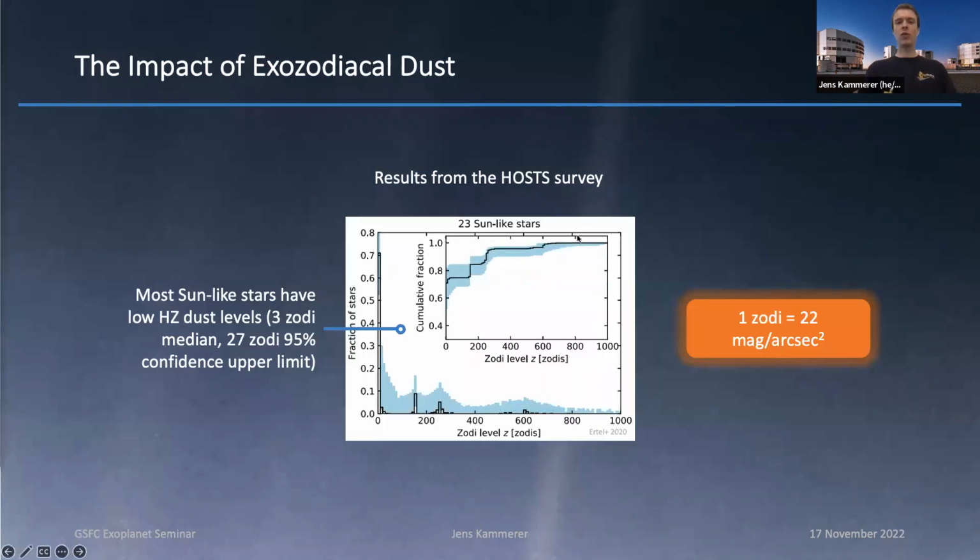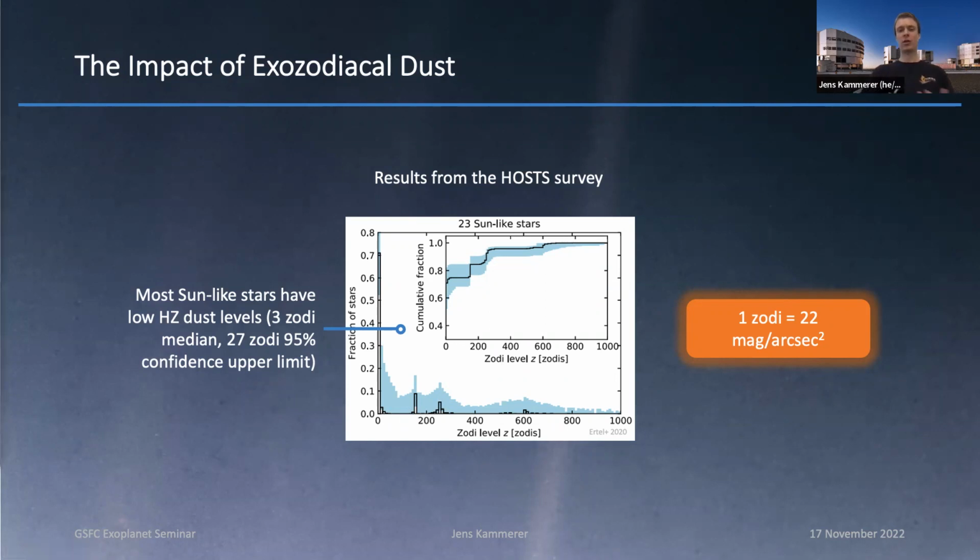There's been a survey called the HOSTS survey, which was also supported by NASA, and which probed some of the nearby sun-like stars for the amount of exozodiacal dust, to get a consensus of how much dust we would find on average around these sun-like stars. They found a median of about 3 zodis. Here one zodi is defined as 22 magnitudes per square arcsecond, and it's basically the amount of dust that you would see if you observed the solar system from outside of the solar system. So they found a median of about 3 times that much, and a 95% confidence upper limit of about 27 zodis. But as you can see, there are also a couple of systems which have pretty high zodi numbers, in the several hundreds of zodis.